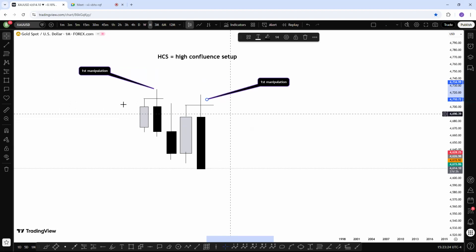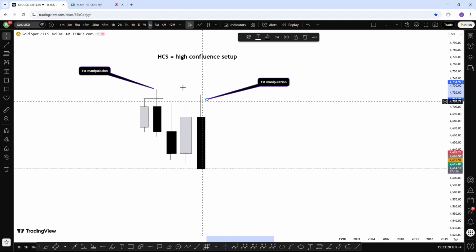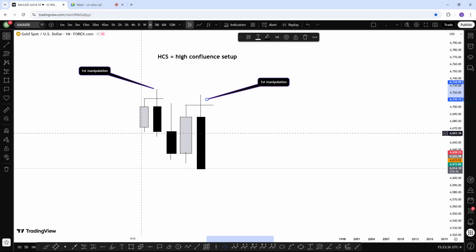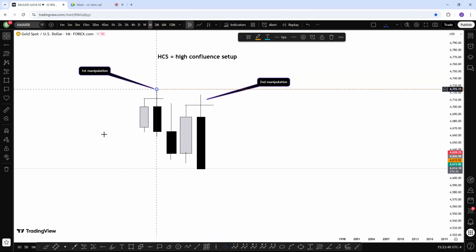For example, you see manipulation and you wait for another high confidence setup, another test that generates another manipulation. Mind you, if you want to enter here, secure the stop loss zone, which is still above. Okay, still above here.